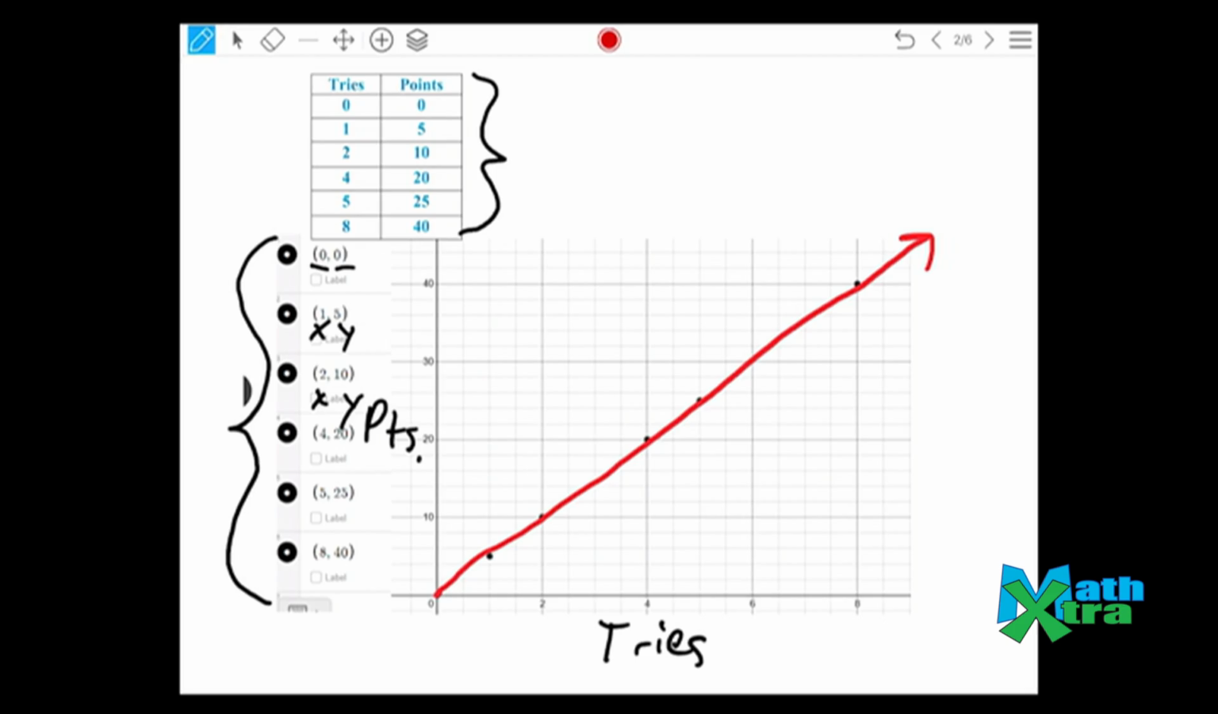Watch this. Let's say we want to know how many points were scored when there were 6 tries. We can just look on our line. If we have x equals 6, we see where y is. So we come up from the 6. We go across on the y. And we can see that that's 30. So when we score 6 tries, it's 30 points. And we can tell that visually because it's the point on the line.